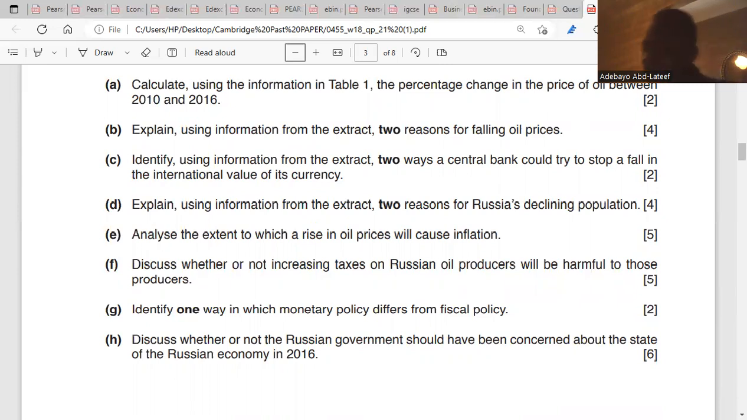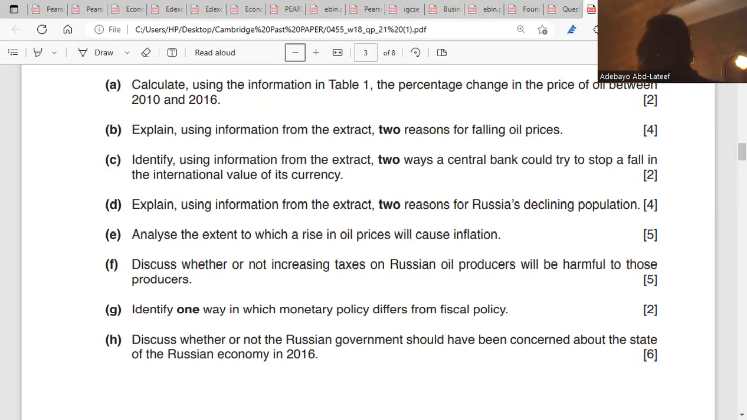So yeah, they said based on the extract, Russia's declining population is as a result of high death rate due to poor health system. So there's poor health system in the Russian economy. So the Russian government is not spending so much on the health sector. So that is declining the health of people. When you don't have proper healthcare services, people might die.